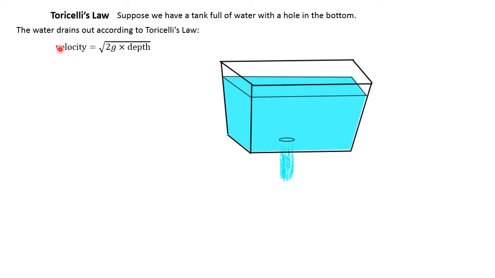Torricelli's law states that the velocity with which the water is exiting the hole is given by this expression, the square root of 2 times g, where g is the gravitational acceleration, which we can take to be 9.8 meters per second squared, assuming these problems are taking place on Earth's surface, and depth is the depth of the water, which I'll refer to with the letter y. So more succinctly, Torricelli's law is given by this expression here.